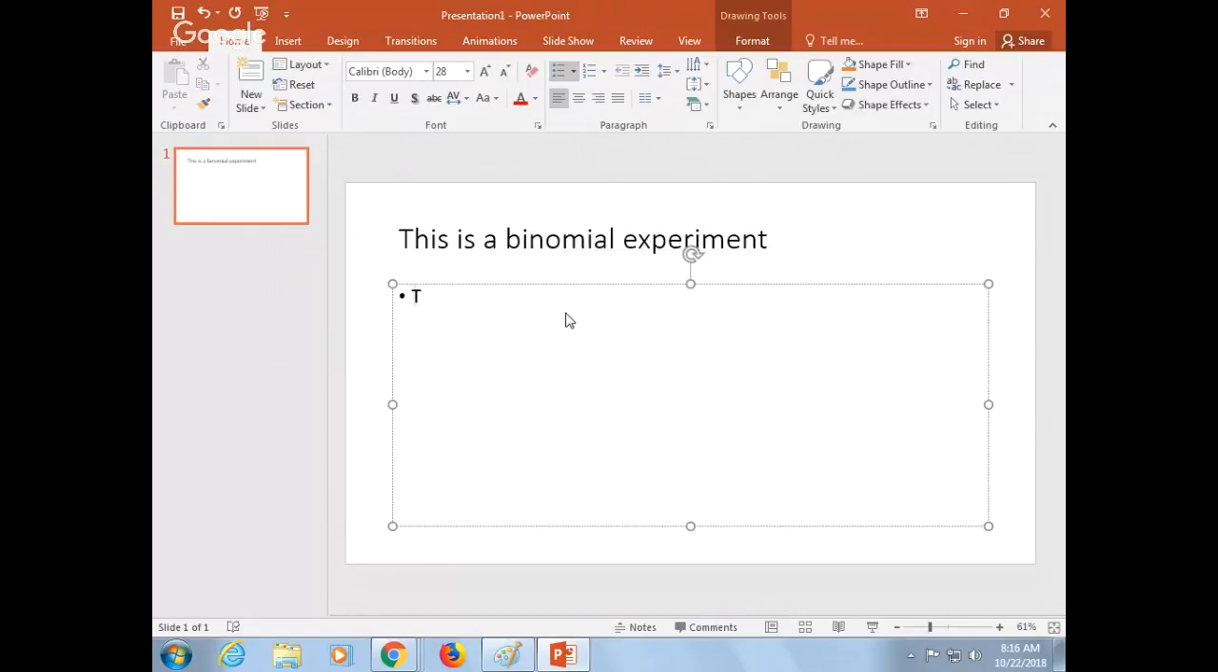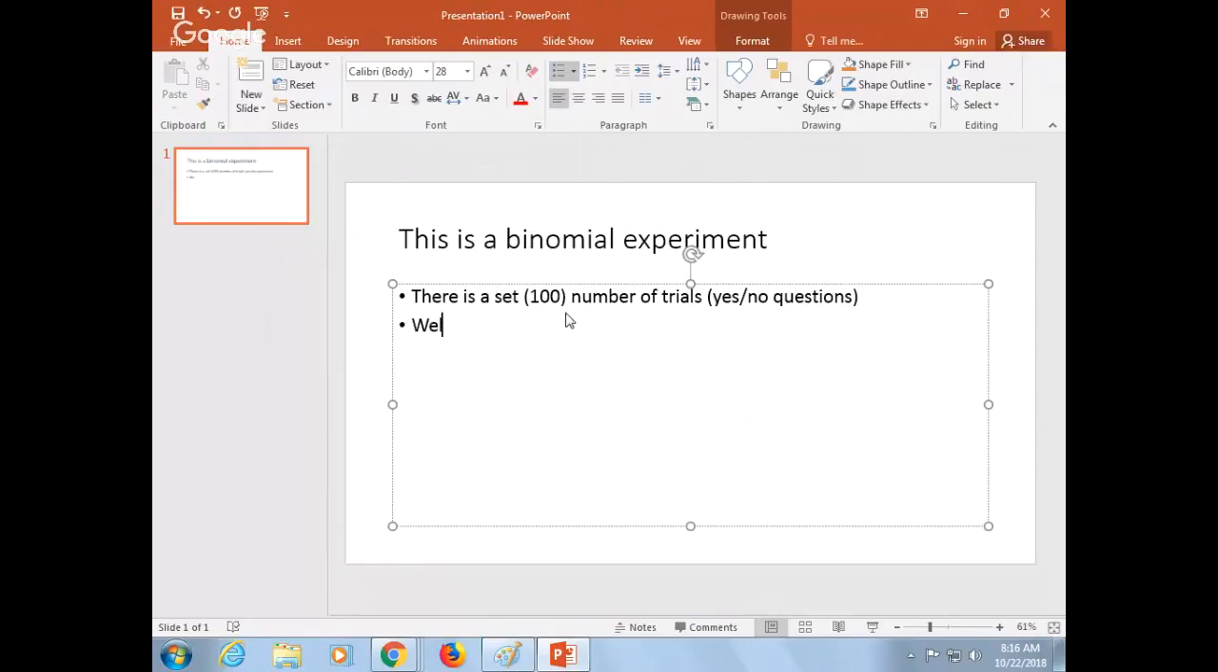There is a set number of trials, in this case 100. And a trial, for our sake, is essentially a yes-no question. In this case, what we're talking about is the same question repeated to 100 different people. So there's this set number of trials.